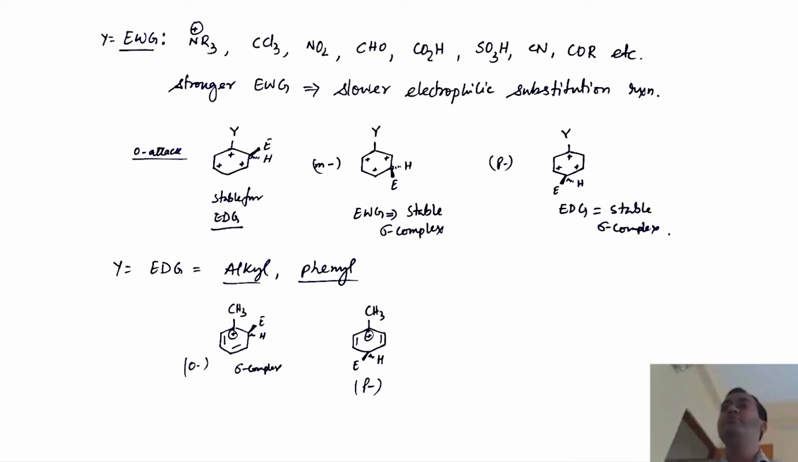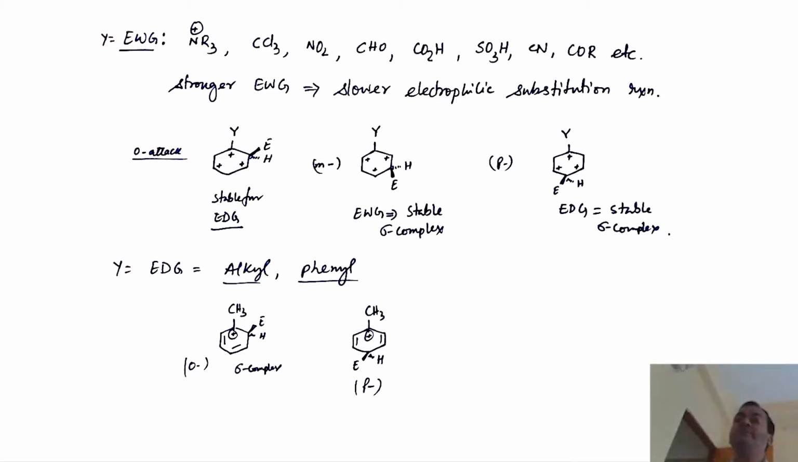Now, when it is an electron withdrawing group, as you know, in ortho and para attack this positive charge will be destabilized more. So the sigma complex will be much more unstable. And for meta attack, this sigma complex will be more stable. So all of these things will lead to the meta orientation.